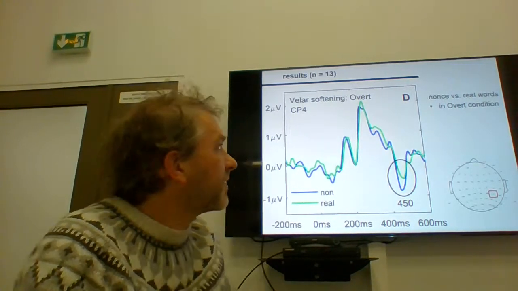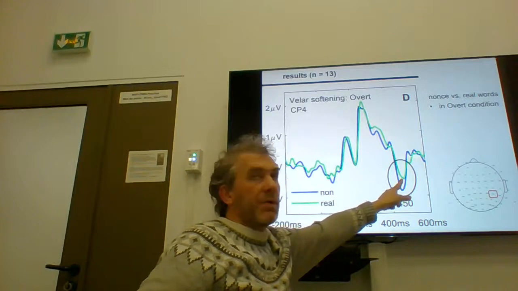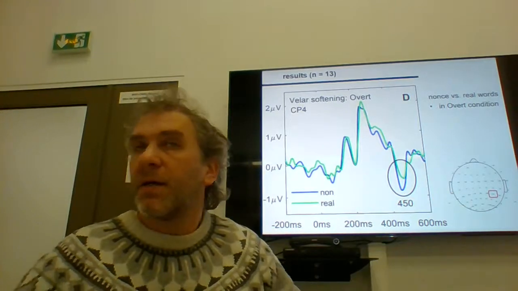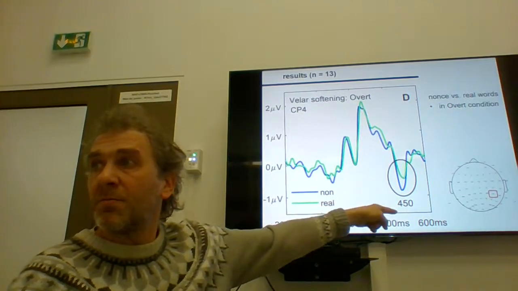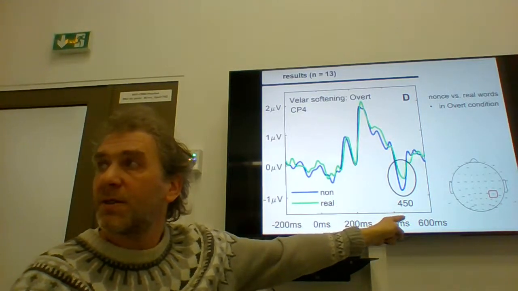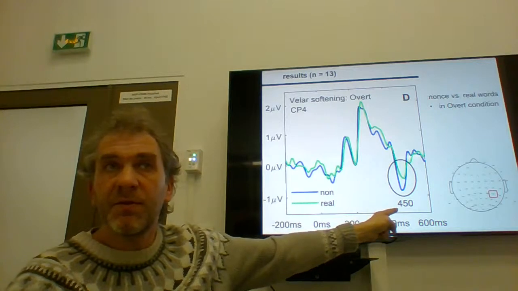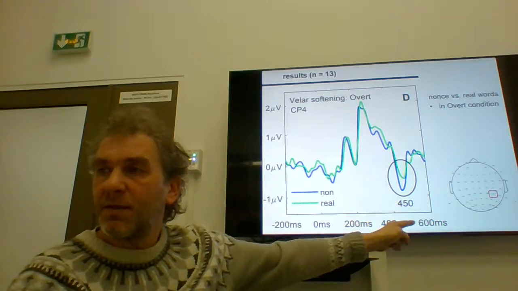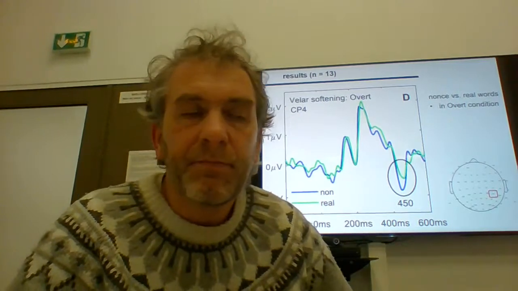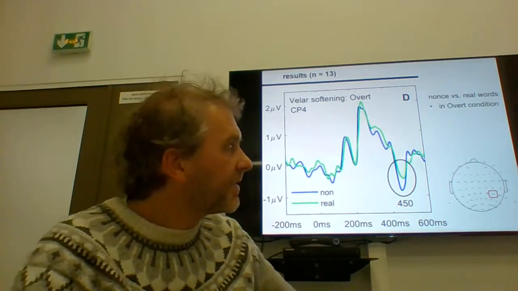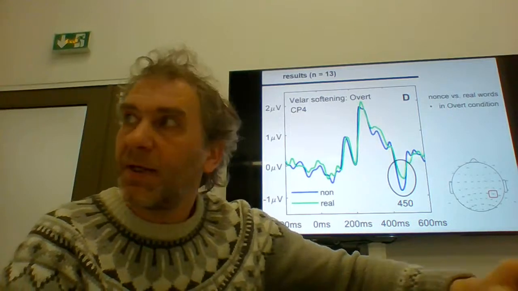Okay, so the nonce words are blue, and the real words are green. And the nonce words give you the same peak at the same location and time, right? So they give you the same ERP, but the amplitude is not the same. Okay, so, and it's the same electrode as before.